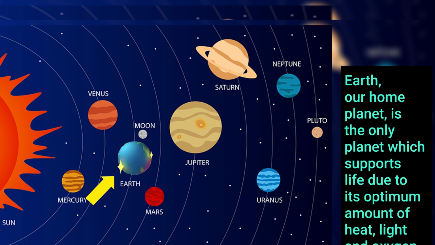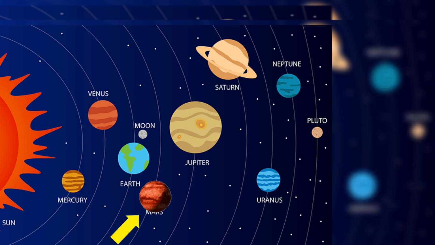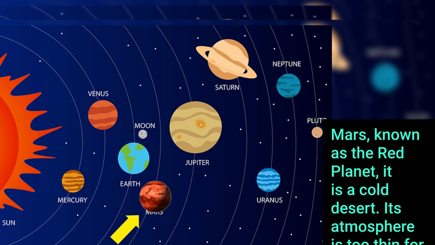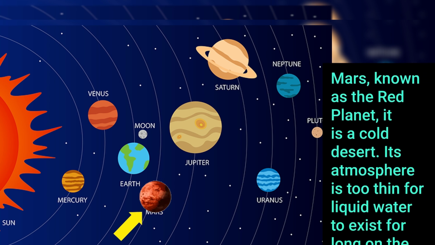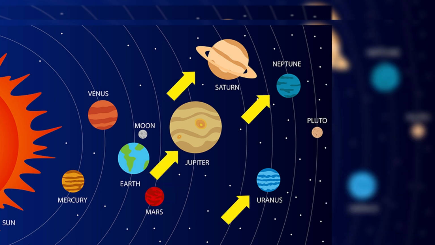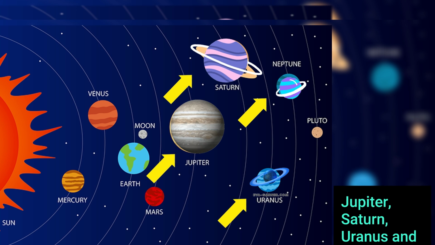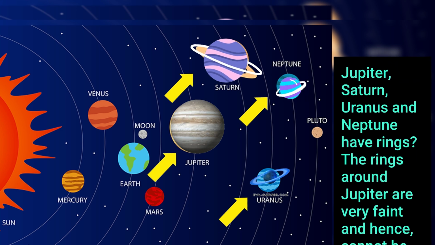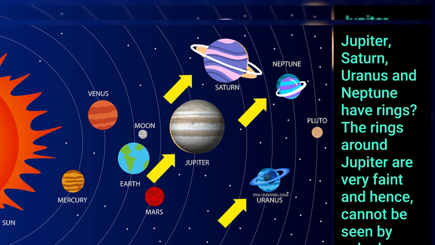heat, light and oxygen. Mars, known as the red planet, is a cold desert. Its atmosphere is too thin for liquid water to exist for long on the surface. Jupiter, Saturn, Uranus and Neptune have rings. The rings around Jupiter are very faint and hence cannot be seen by naked eyes.